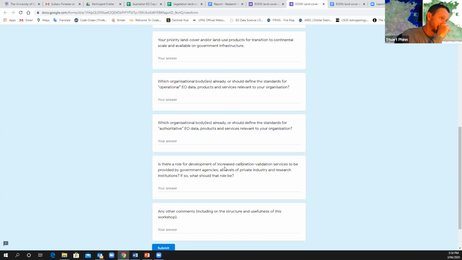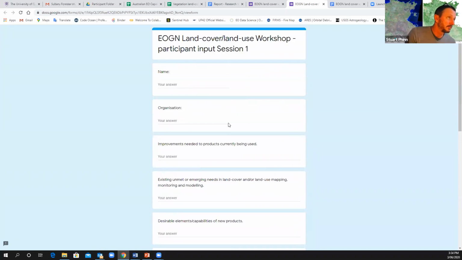The last full question is really about calibration validation in terms of checking the validity of maps. You know, is that something that government agencies, state, territory and national need to do more of? But is it something that we could involve industry and research in doing as well? And then the last question is about comments about the workshop there. So essentially what we're looking at for the rest of today is starting to get people thinking about those questions and even answering them. You might be able to take them away afterwards and fill them out.